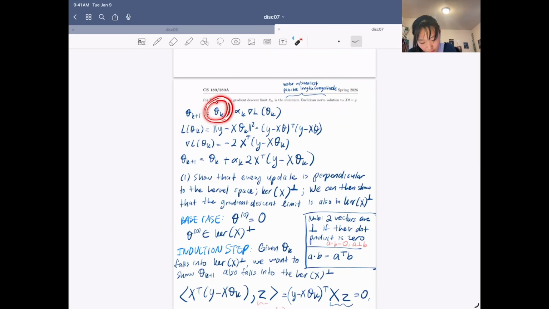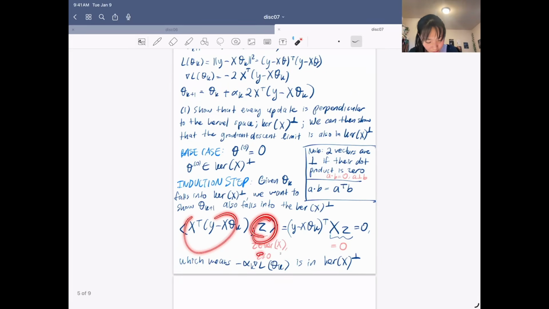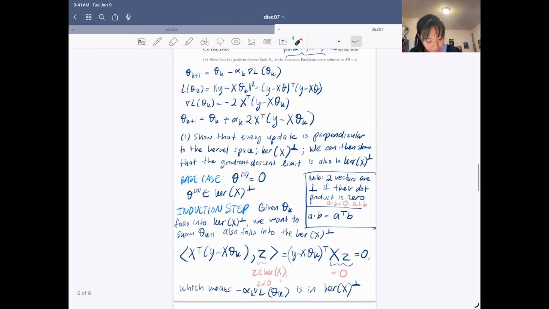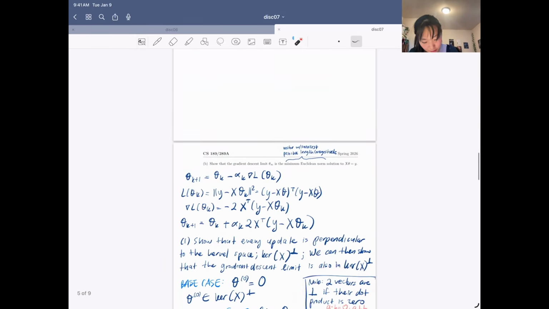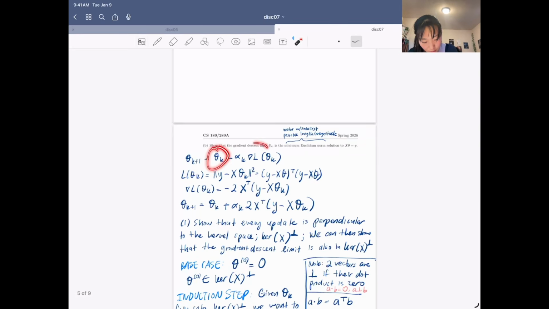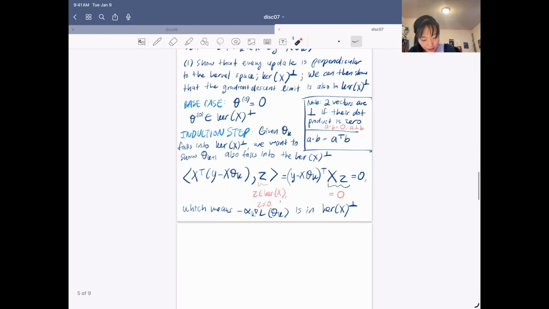And since theta k we assume is in the space perpendicular to the kernel space, and this is now also, we've just shown that it's in the space perpendicular to the kernel space because the dot product of that with a vector in the kernel space itself is equal to 0. And this property shows that they're perpendicular. Then it must be that since vectors are closed under addition, it must fall into the same subspace when you add or subtract, so theta k plus 1 must also be in the space perpendicular to the kernel space. And so let me just write down what I yapped about here.